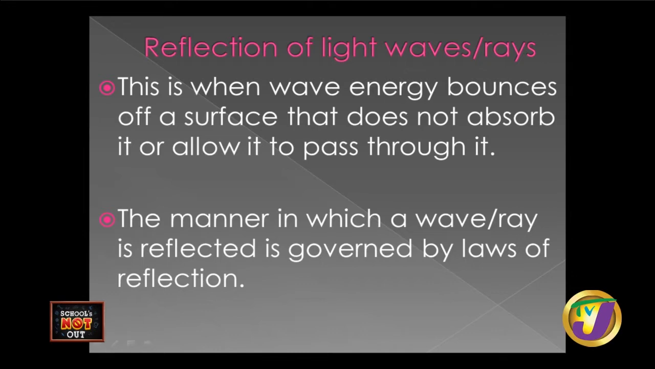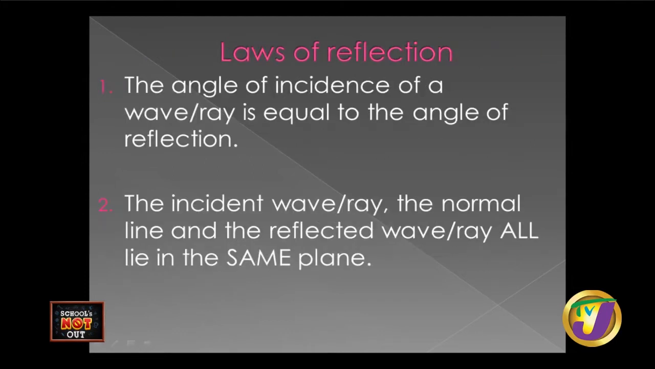Second thing, the manner in which the wave or the ray is reflected is governed by laws of reflection. You know, in physics there are always some laws. Persons come up with laws and whatnot, so don't sweat it. There are 2 laws. First law, the angle of incidence of a wave or ray is equal to the angle of reflection. We'll get to that in a bit. Second law, the incident wave, the normal line, and the reflected wave all lie on the same plane.